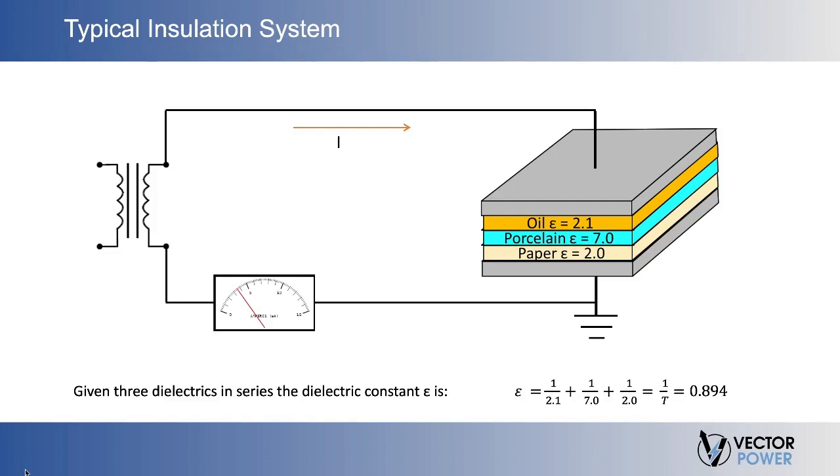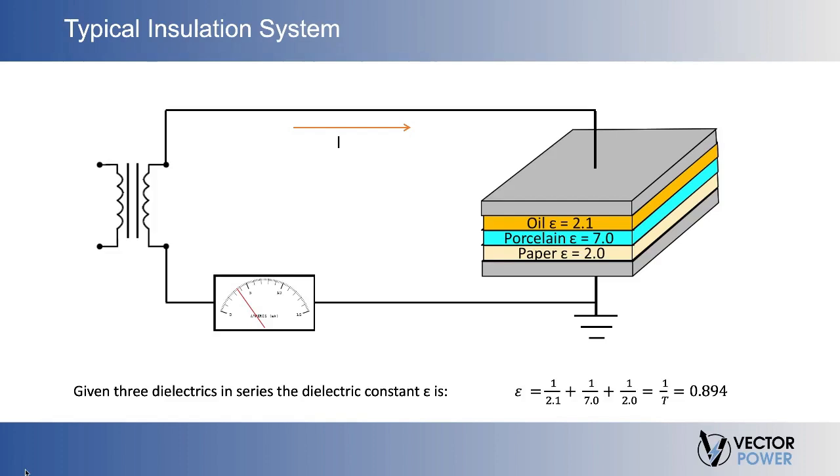So, if we were to mathematically add these dielectric constants, the insulating system, or the dielectric, would represent a dielectric constant of 0.894.